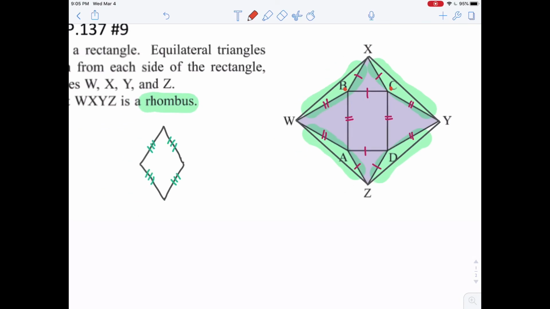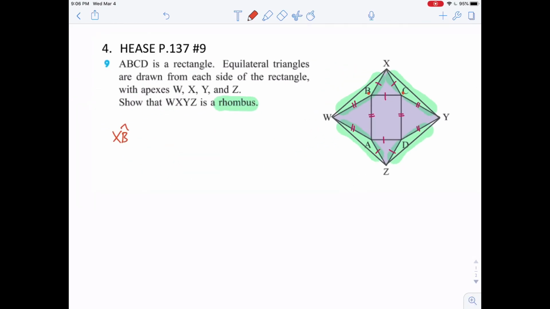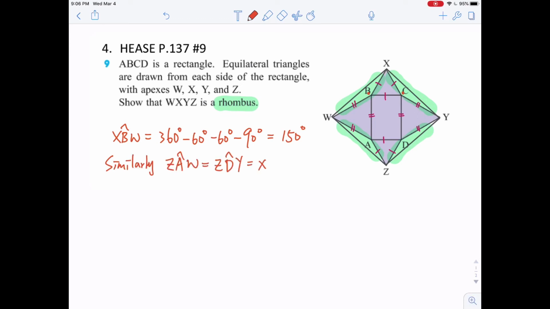Okay, so we're going to do this. We say angle XBW is equal to 360 degrees minus 60 degrees minus 60 degrees minus 90 degrees. This is equal to 150 degrees. Similarly, we also have ZAW equals ZDY equals XCY equals 150 degrees. So that basically means all these four angles are the same.